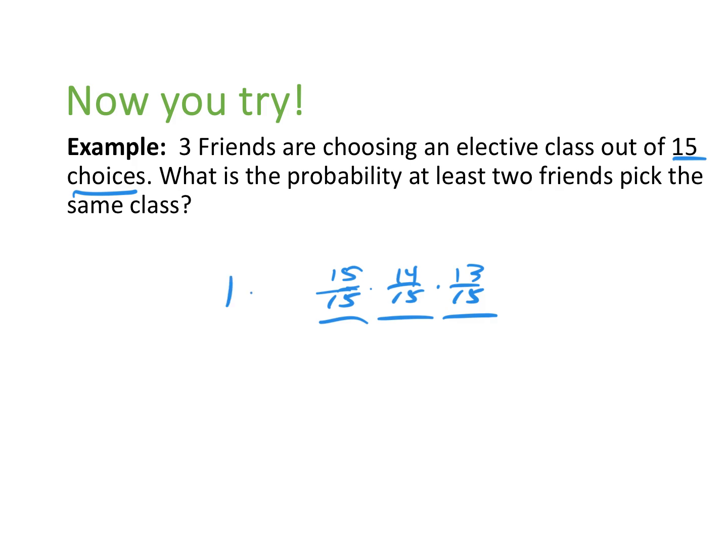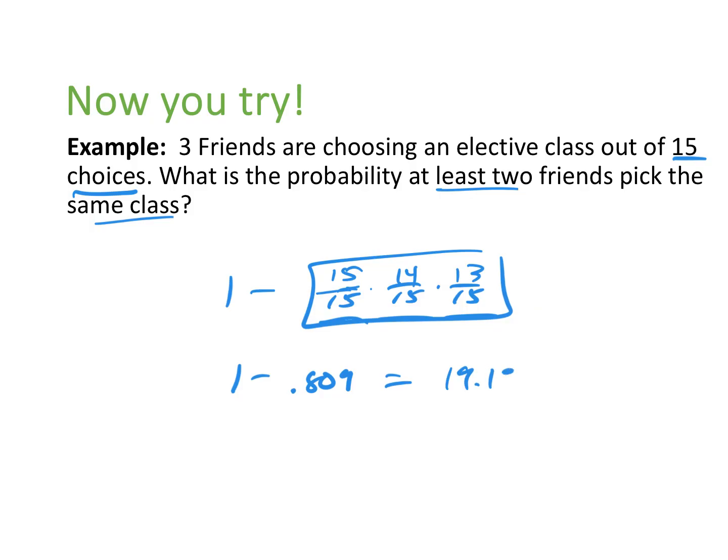So again, if I do 1 minus the probability of this happening, then that will be my answer of at least 2 having the same class. So I think if you multiply these probabilities together, you get a 0.809 probability. So if you do 1 minus that answer, it's going to be a 19.1% chance of that happening.